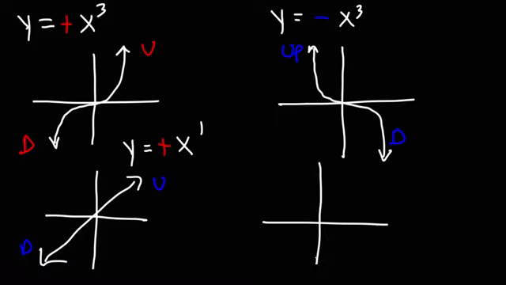And the same is true for y equals negative x to the first power. It's a straight line, but it's going to go in this direction. It's initially up on the left, but it's going to be down on the right. So now let's summarize this in a table. You may want to write this down.